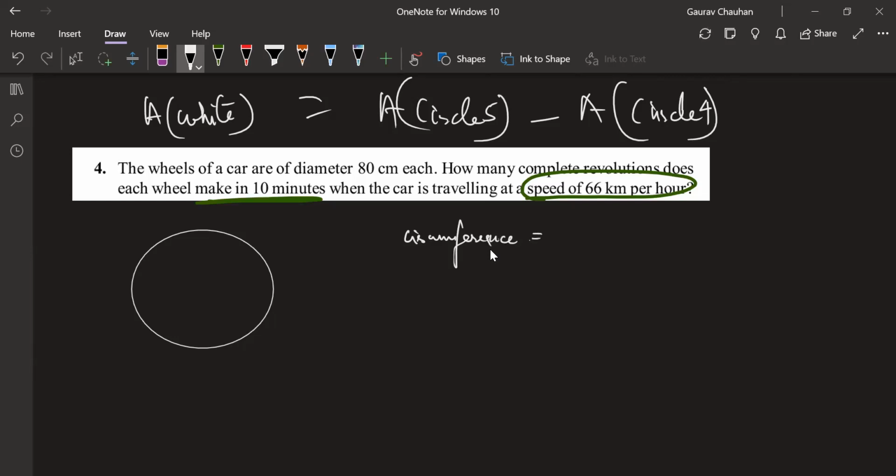Does one circumference take 10 minutes? How do you know one circumference takes? Sir, that revolution, sir. One revolution takes 10 minutes. How do you know that? They're asking you how many revolutions will it take in 10 minutes?